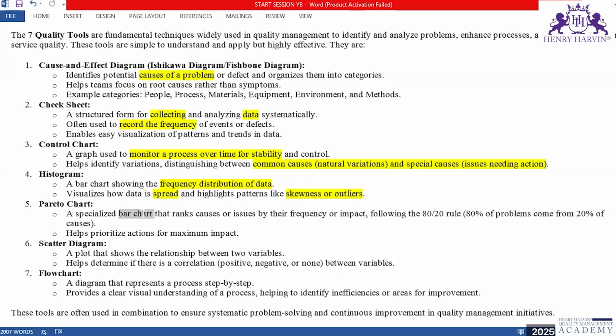Pareto, specialized bar chart. First of all, it is a bar chart that ranks causes or issues by their frequencies or impact. So it is also used for causes. It is also used for problems by their frequency so that we can categorize them or select them. And we know 80% of the problems come from 20% of the causes. That is the reason we are using this Pareto, and it helps to prioritize action for maximum impact.